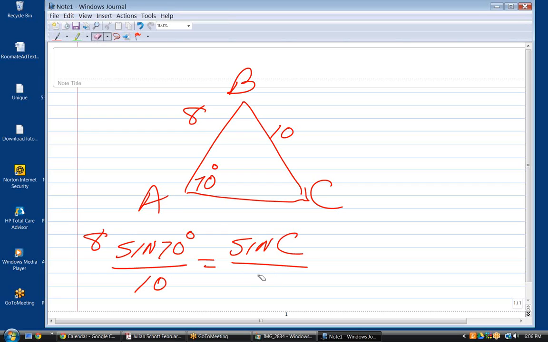Okay, so sine, where's the sine button? Oh, sine of 70 divided by 10, multiplied by 8. Oh, by 8. Multiplied by. Okay. What do you get? Oops. I hate when I do that. I accidentally press the clear button instead of the enter button.